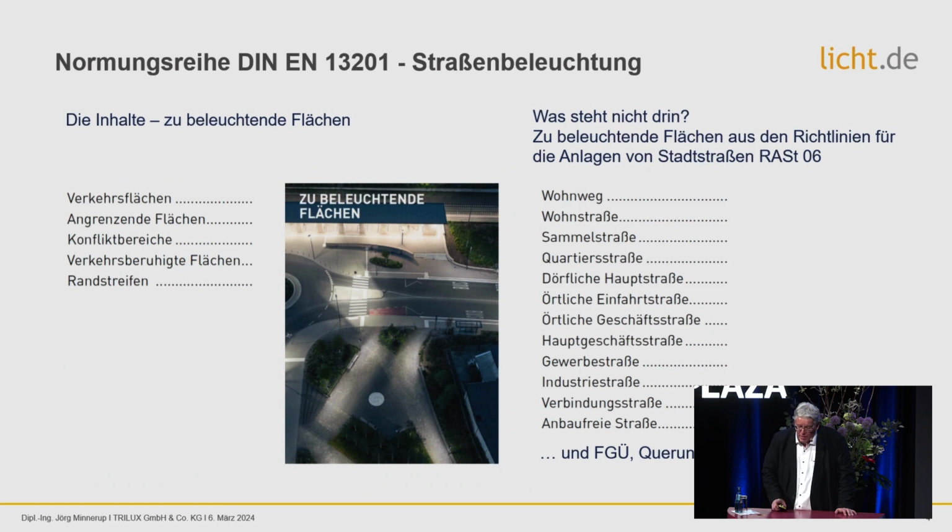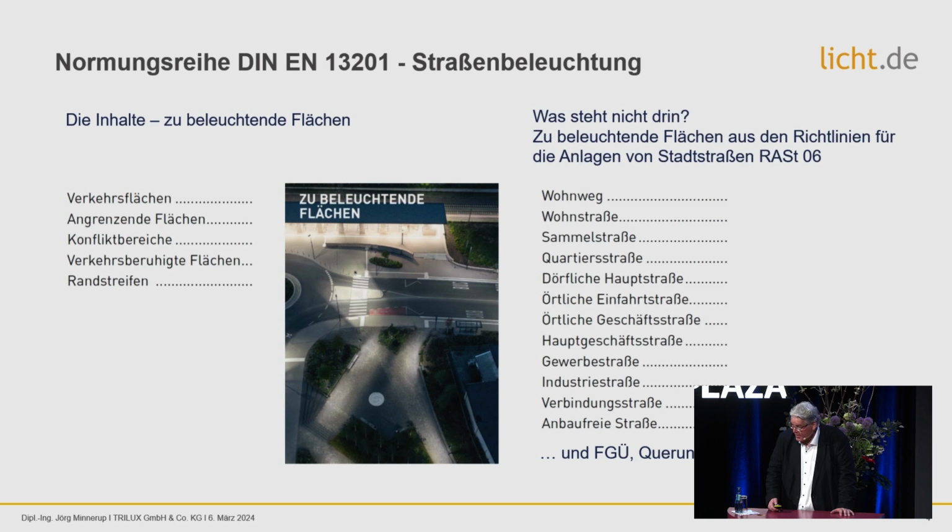A selection of lighting classes. What is written in the standard and what is not? Well, traffic areas, adjacent areas, conflicting areas are described, areas without traffic, and boundary areas. What is not included, for example, are residential streets, residential roads, and the roads that are defined by the RASt. They are mentioned in the 13201, but they are not described in detail.